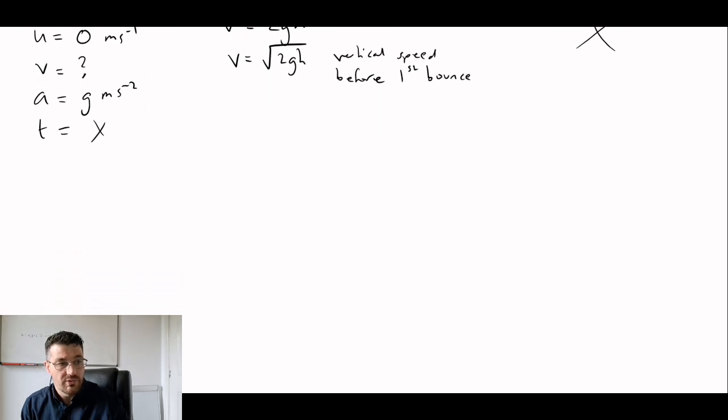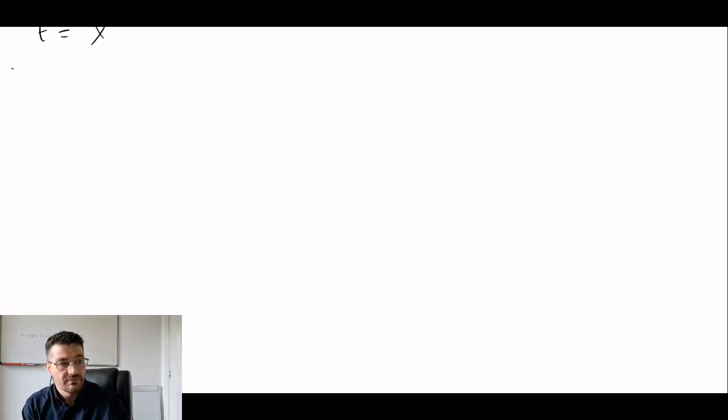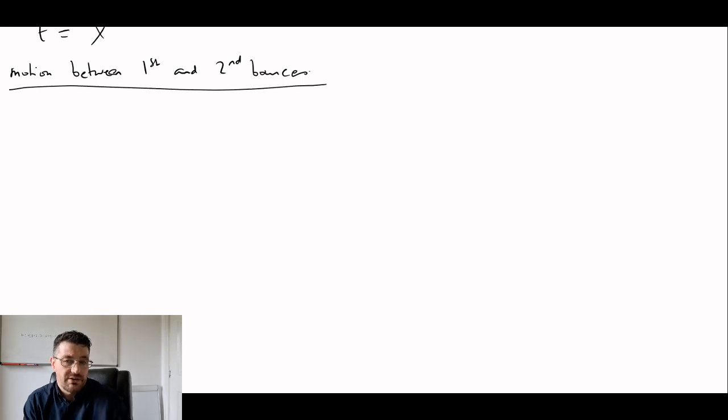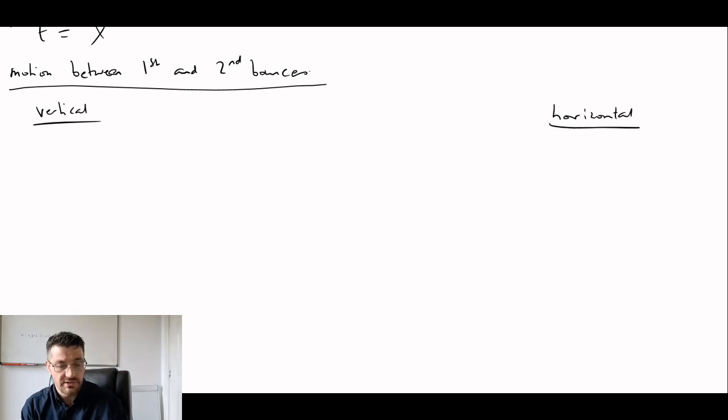Okay, so we're moving on now to the motion between the first and second bounces. Again, this is how I might organize my work. We've got the vertical direction, and we are going to be looking at the horizontal direction here. So I'll write that over here, and I'm going to need quite a lot of space. So in the vertical direction, what's going on?